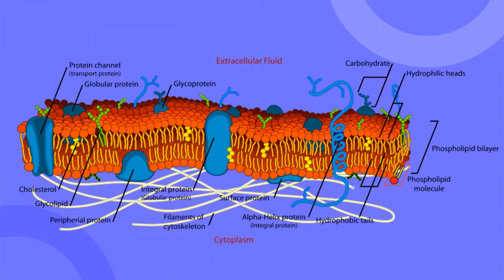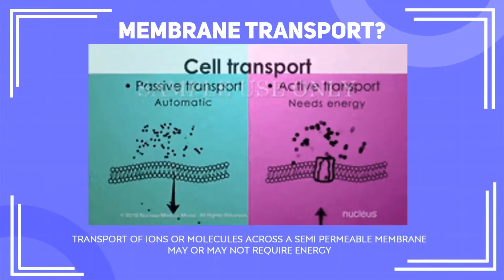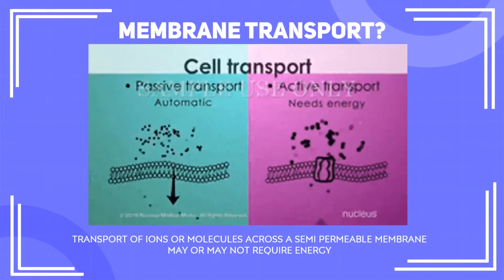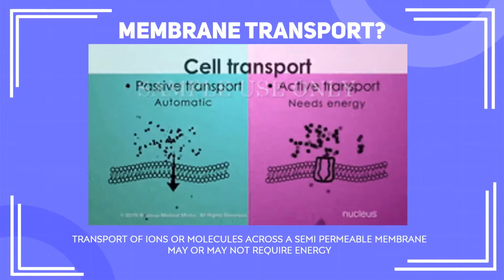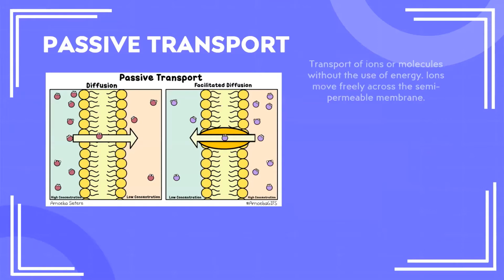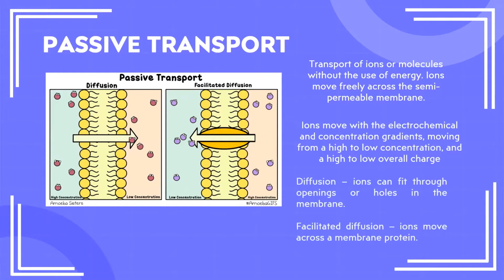Now, since we are talking about membrane transport, we will discuss the two types of transport across the cell membrane, and these are passive transport and active transport. Passive transport does not require energy, thus ions can move freely across the semi-permeable membrane. This is because in this kind of transport, materials can be transported along their electrochemical gradients, and ions move with the electrochemical and concentration gradients, moving from high to low concentration and from high to low overall charge. It may be directly through the lipid layer or via channel or carrier proteins.